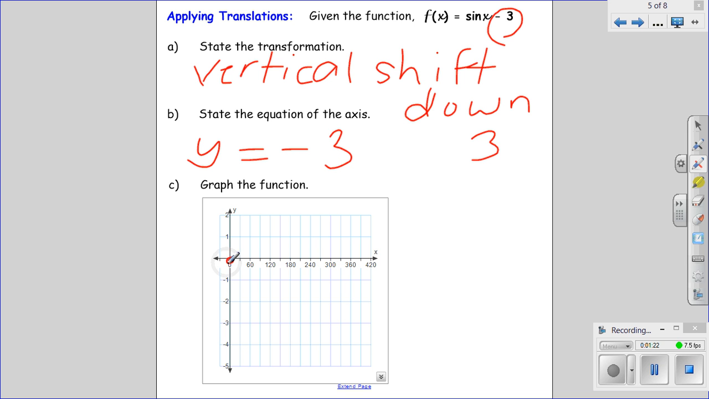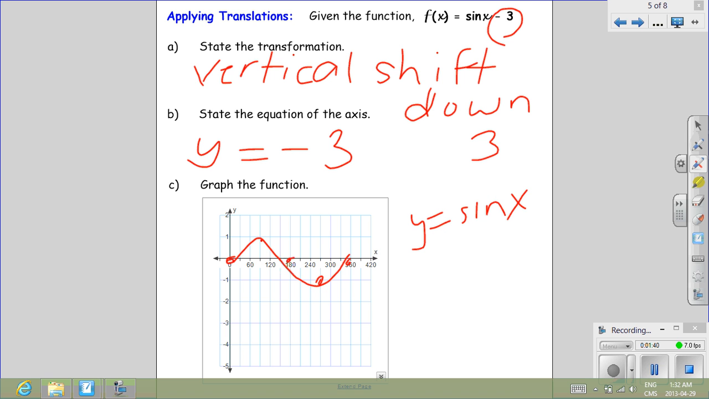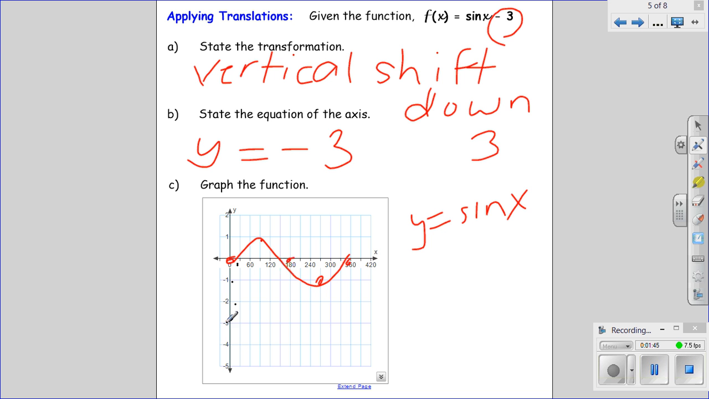When we graph, we can start with the base graph: start on 0, end on 0, halfway between is 0. Between the first two, I hit my maximum of 1. Between my last two zeros, I hit my minimum of negative 1. And I've got y equals sine x sketched. Now to graph the vertical shift down 3, I just take all my points and go down 3. So I've got a point at 0, negative 3, go down 3 here, down 3, down 3, and I draw my graph like that. And that would be y equals sine x minus 3.